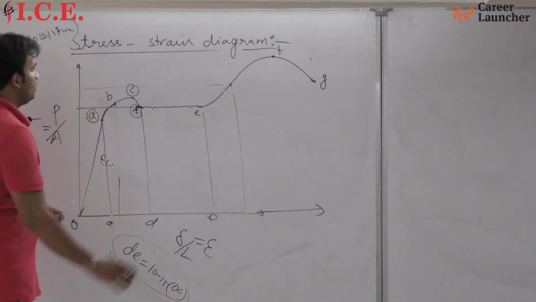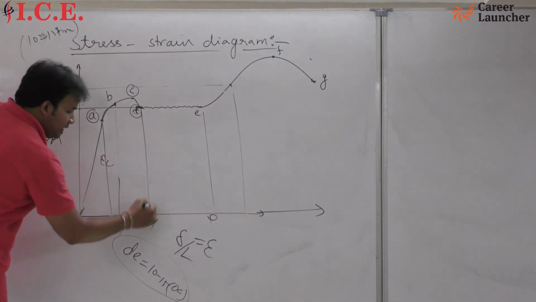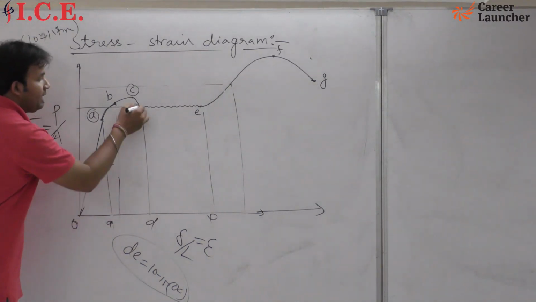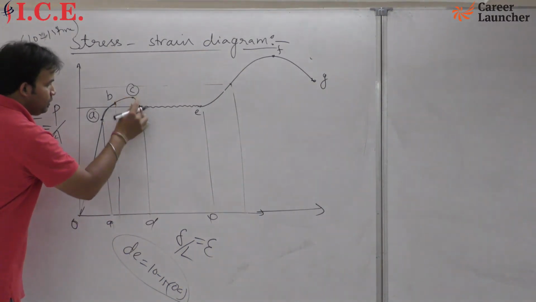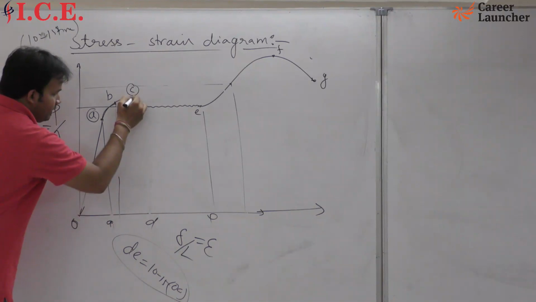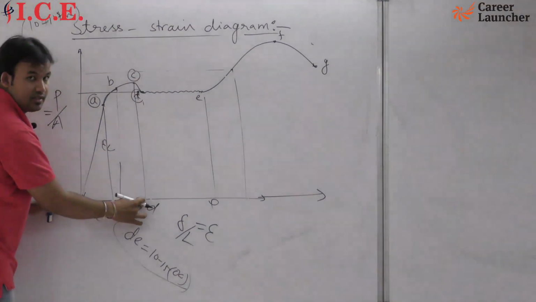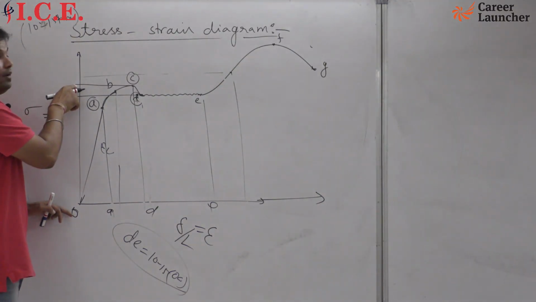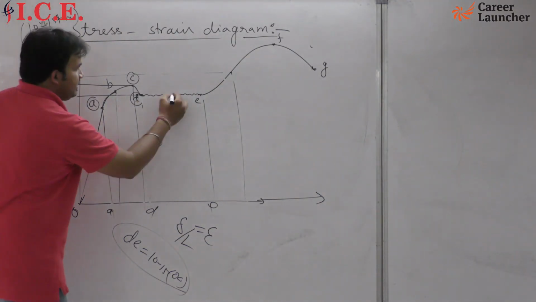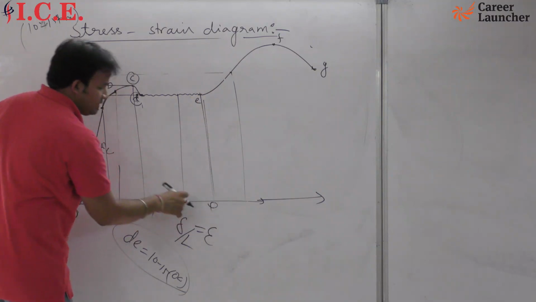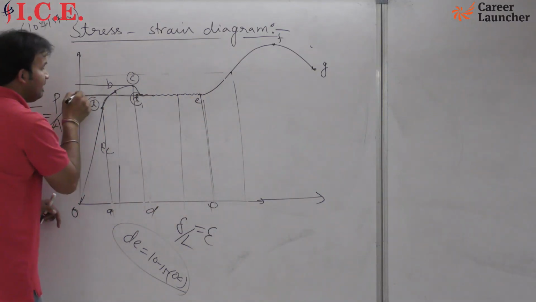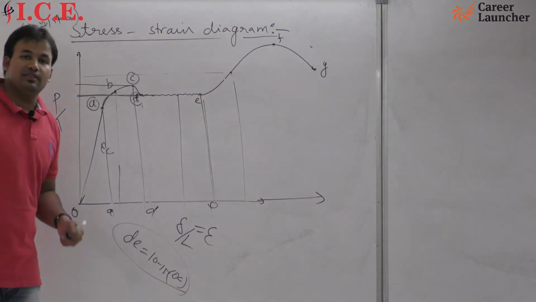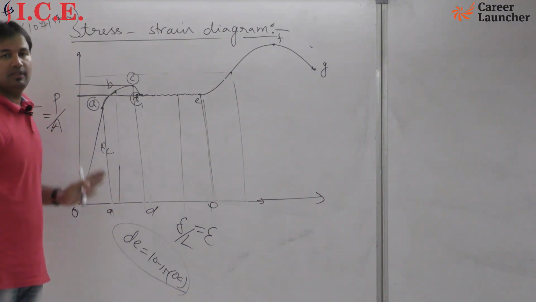Okay? So अगर आपको इतना deformation चाहिए, then you are applying, suppose if you want this deformation or this strain, you have to apply this load or stress. But for further deformation, suppose this or this, you require less load or less stress. How it can be possible?